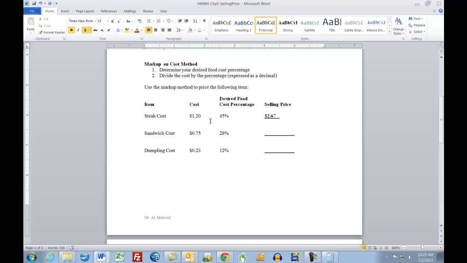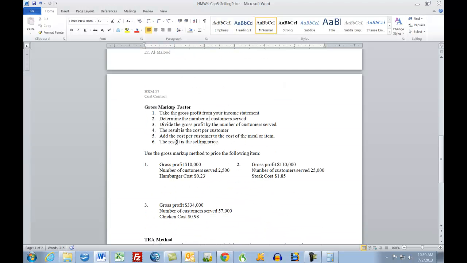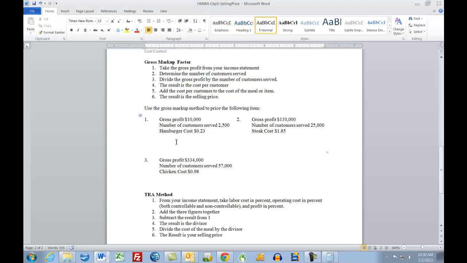Very simple. All you did was take that number and divide it by the 45% represented as a decimal. It would look something like that. Okay? So you'll do the same thing for the rest of them. Take that number, divide it by this as a decimal to get the selling price. Alright, let's move on to the gross markup factor method.